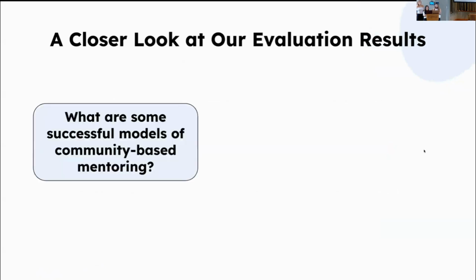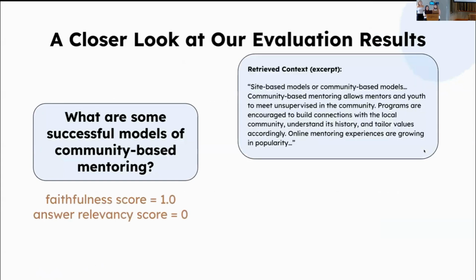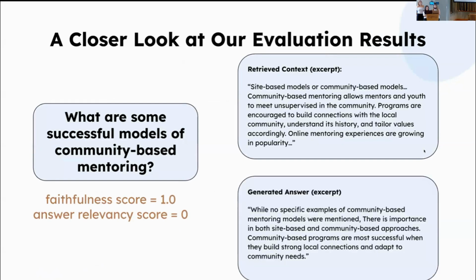So for example, what are some successful models of community-based mentoring scored perfectly for faithfulness, but scored 0 for answer relevancy? In the sample, the retrieved context outlined different mentoring settings and some mention of community-based mentoring, but did not seem to name specific models such as Boys and Girls Club or Big Brothers, resulting in a faithful yet only partially relevant answer. Because of this, we began to speculate that maybe the generated questions weren't addressed by our current knowledge space.